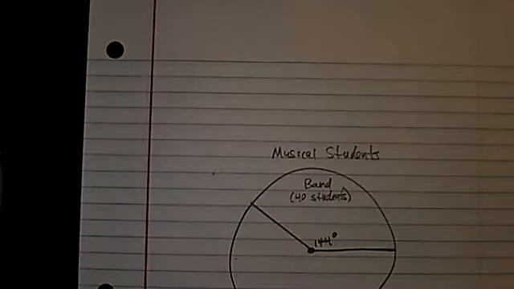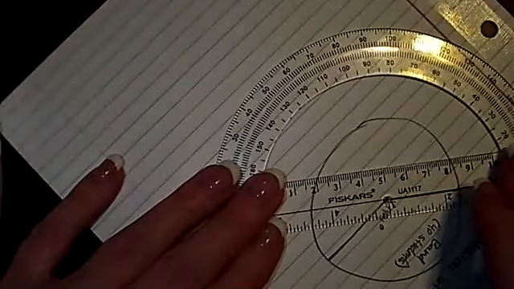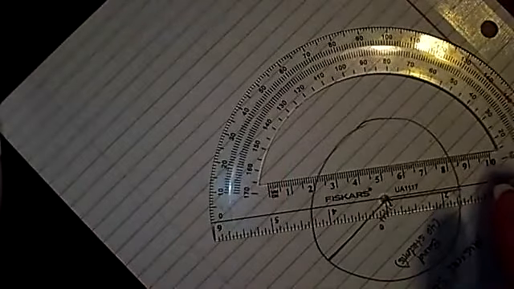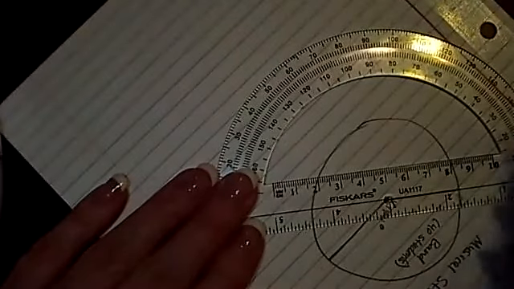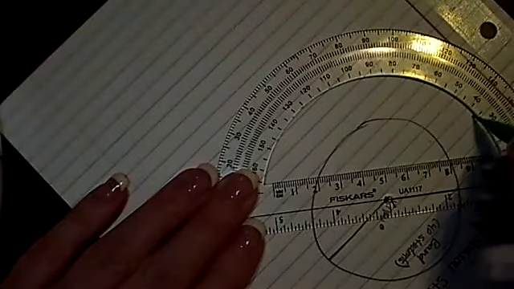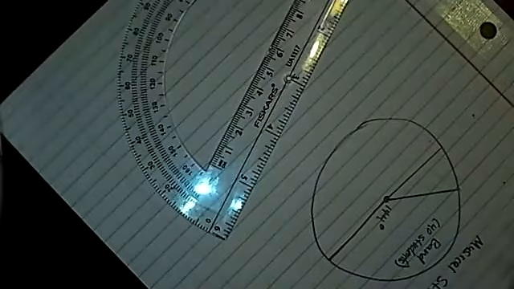Now, wherever you end is where you begin your next degree. This is where I ended, so I'm going to turn my paper and start again right there. My next degree is 36 degrees. So I line this up and I look at 30, 35, 36. That looks reasonable. From this point to here looks like about a 36 degree angle, so use common sense.